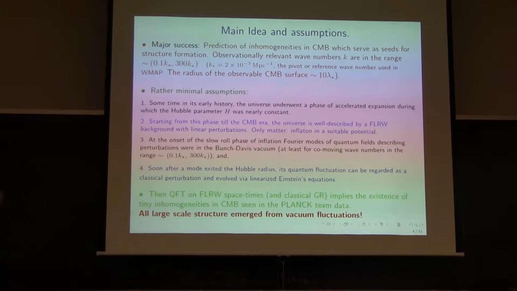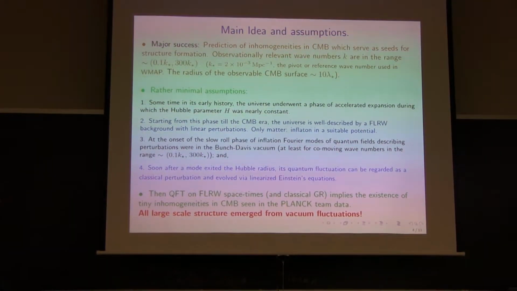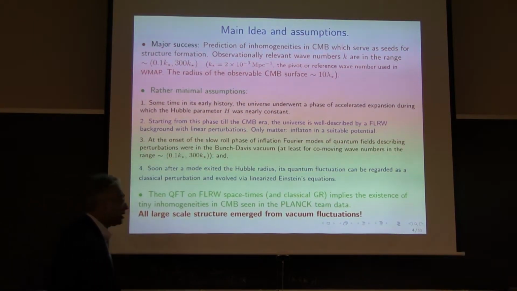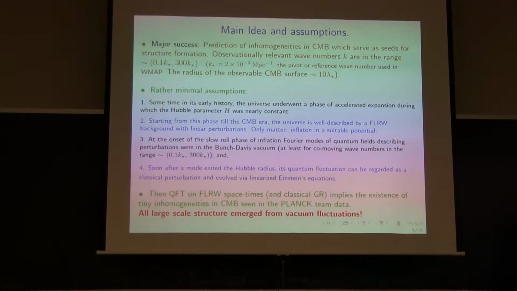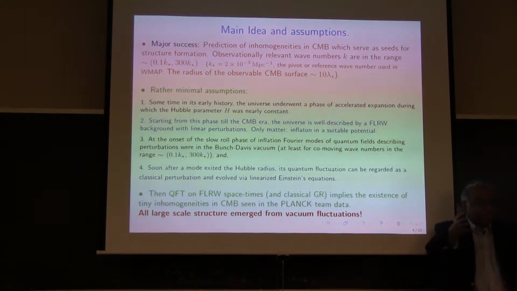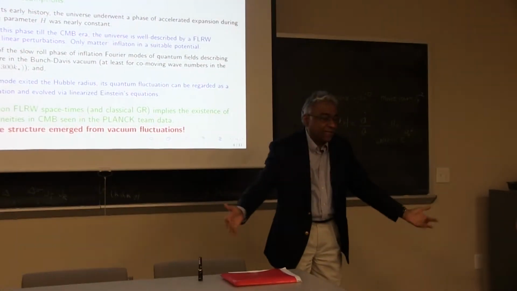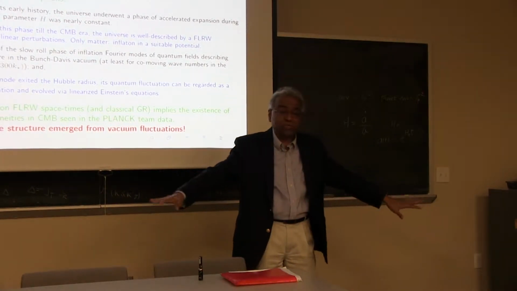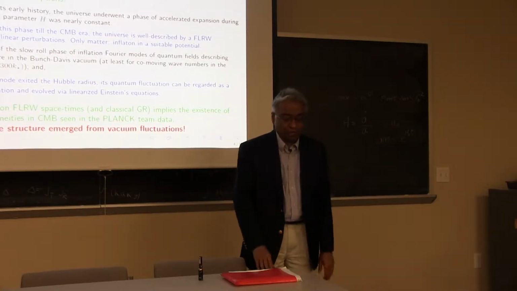Okay, and then finally, soon after the mode exits the Hubble radius, its quantum fluctuations can be regarded as a classical perturbation and evolved using linearized Einstein theory. So I have to explain what this means. So I got this universe which is undergoing a very rapid, nearly exponential expansion. And there are all these quantum fluctuations. And these fluctuations are in a certain vacuum state, the Bunch-Davies vacuum state, which is picked out by regularity and symmetry of the near de Sitter geometry that I got up here.